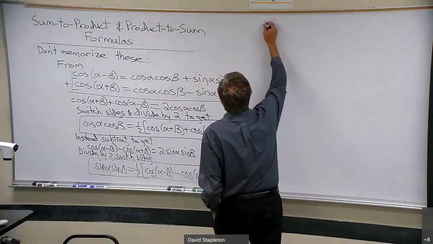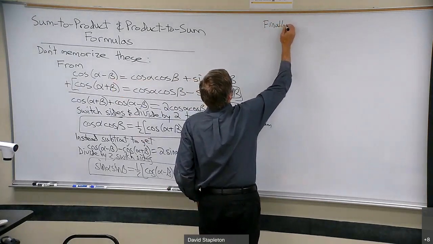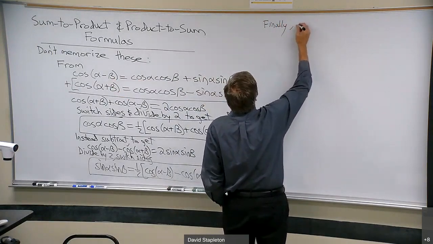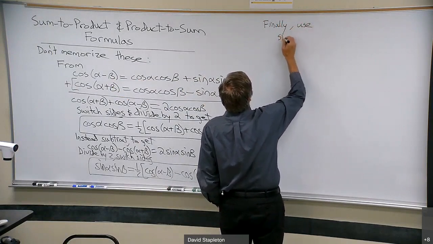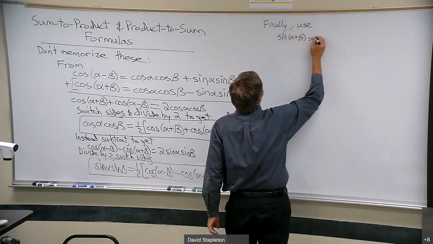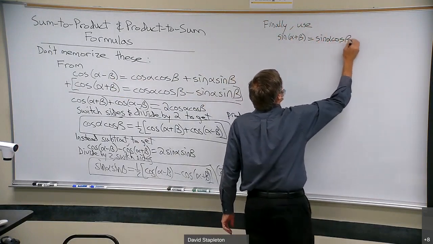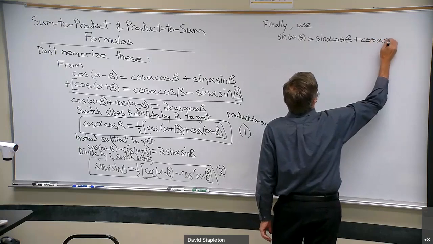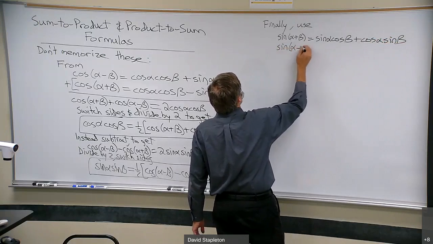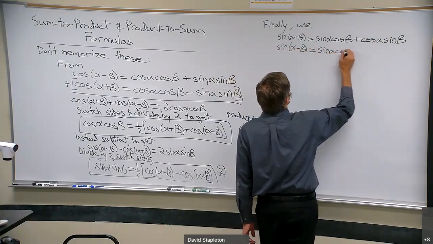Finally, well, if the cosine sum and difference formulas can get you some of these product to sum formulas, maybe we can get one also from the sine sum and difference formula. We use the sine alpha plus beta. Looks like sine cosine plus cosine sine. And the sine difference formula looks like sine alpha minus beta equals sine cosine minus cosine sine.